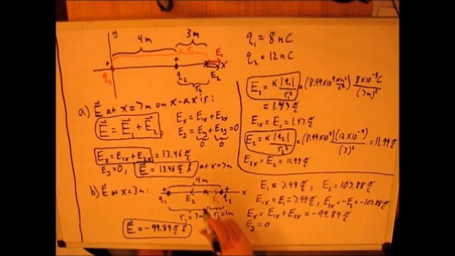So the net electric field at this spot, if I draw it again just to make it a little clearer: here's Q1, here's Q2, and then the point in space where we were calculating the electric field. The net electric field at that location points directly to the left in the negative x direction. So there's the net electric field.